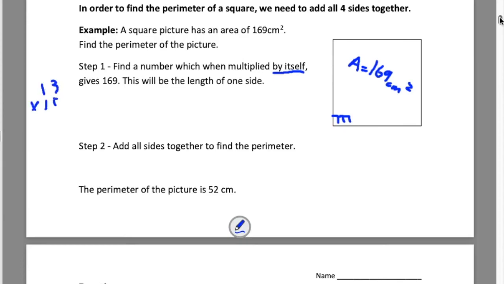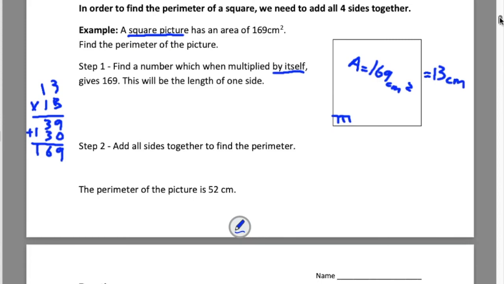I'm going to go on the side, I'm going to say 13 times 13, and I'm just going to do some long multiplication. 3 times 3 is 9, 3 times 1 is 3. I'm going to place my 0, move to my next number. 3 times 1 is 3, 1 times 1 is 1. If I add these together, 9 plus 0 is 9, 3 plus 3 is 6, 1 with nothing above it gives us 169. So now that I figured out that 13 times 13 equals 169, and I know that this is a square because it tells us it's a square picture, that tells me that one of these sides is equal to 13 centimeters. Okay?